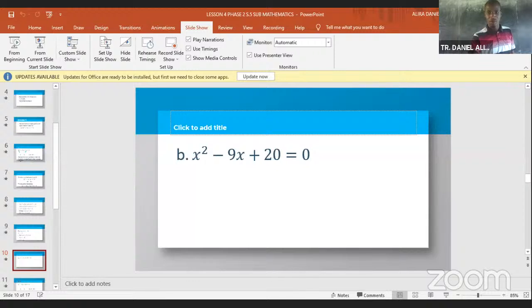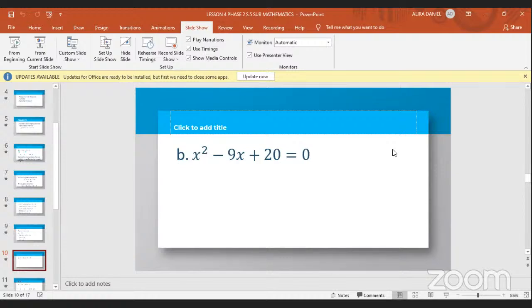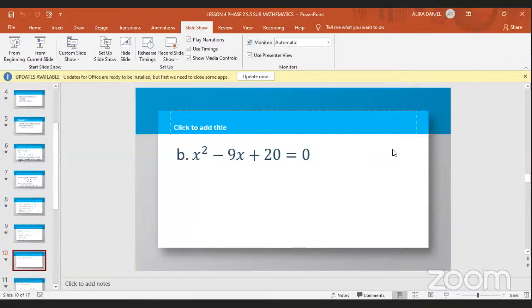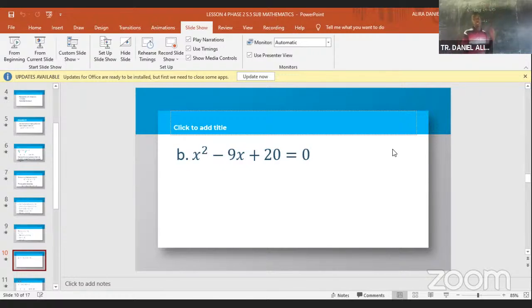Michael. Let me unmute you. Yes, Michael? 4 and 5. Let's check 4 and 5. 4 times 5 is 20. That is very correct. What about adding 4 and 5? It is 9, but not negative 9.